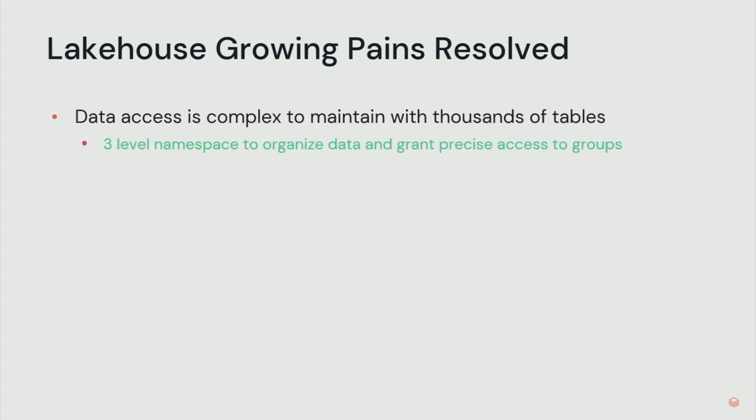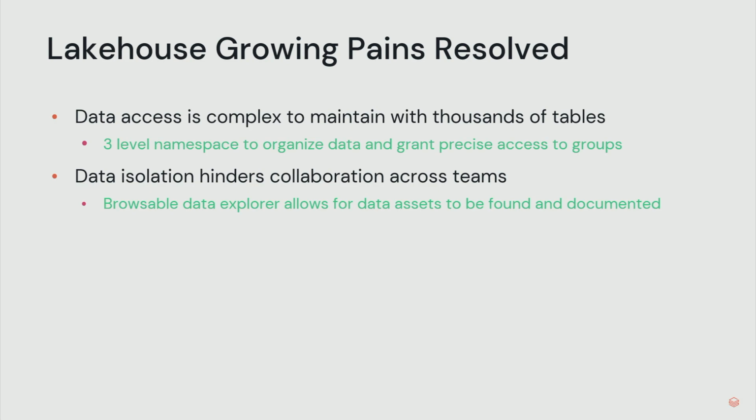We had a bunch of growing pains with Unity Catalog, or sorry, with our Lakehouse, but Unity Catalog is actually resolving it. So we talked about how data access was really complex before with Hive Metastore and the complexity of our organization, but that 3-level namespace and granting precise access to user groups in Unity Catalog is really addressing this problem. We talked about how data isolation was really tough when you're managing team-based permissions at the cloud storage layer, but now with Unity Catalog, we can actually break down those walls, use the Data Explorer, build documentation into tables, and help data assets be discovered more directly across teams.